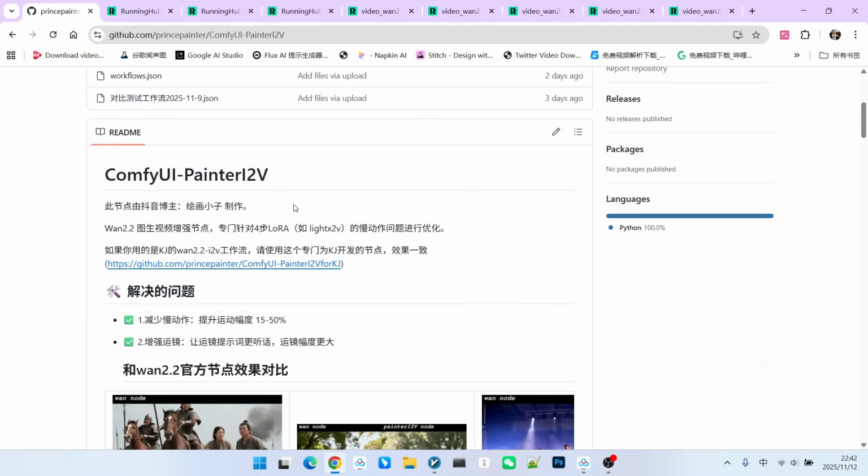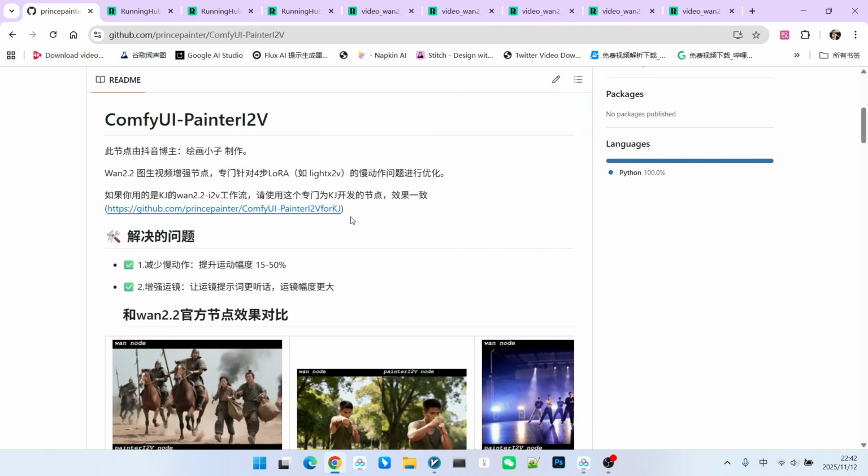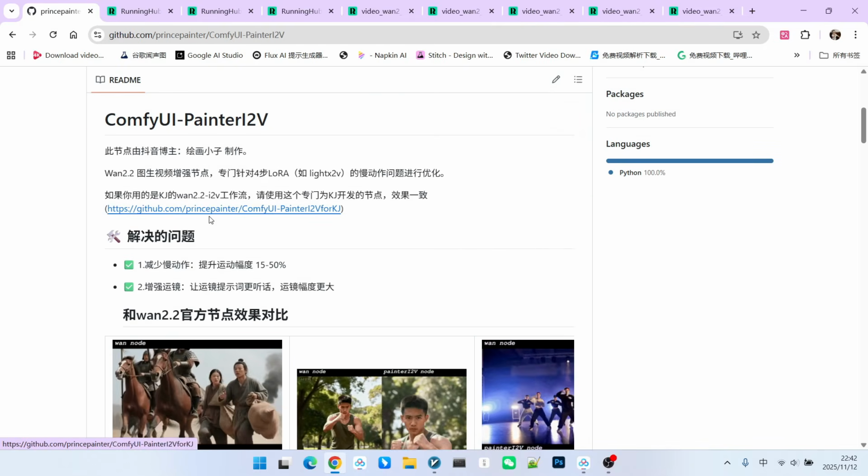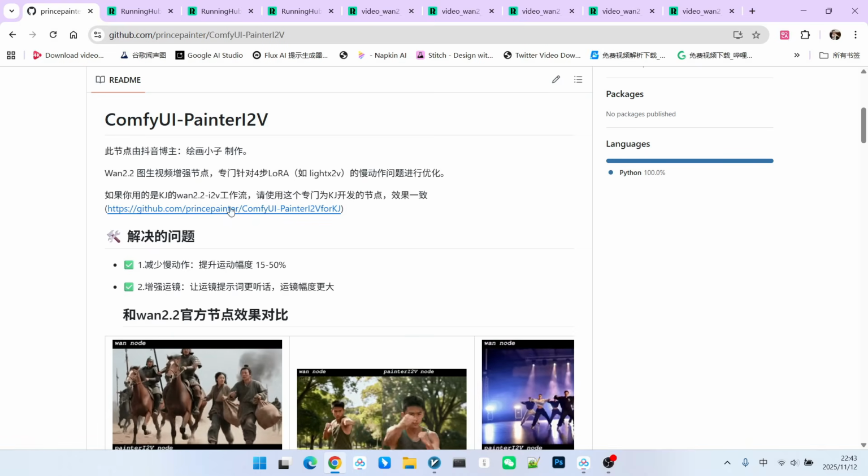Furthermore, we should mention that if you are using the Wan2.2 I2V workflow from Kijai, you had better use his other set of extended nodes. There is a corresponding link here.